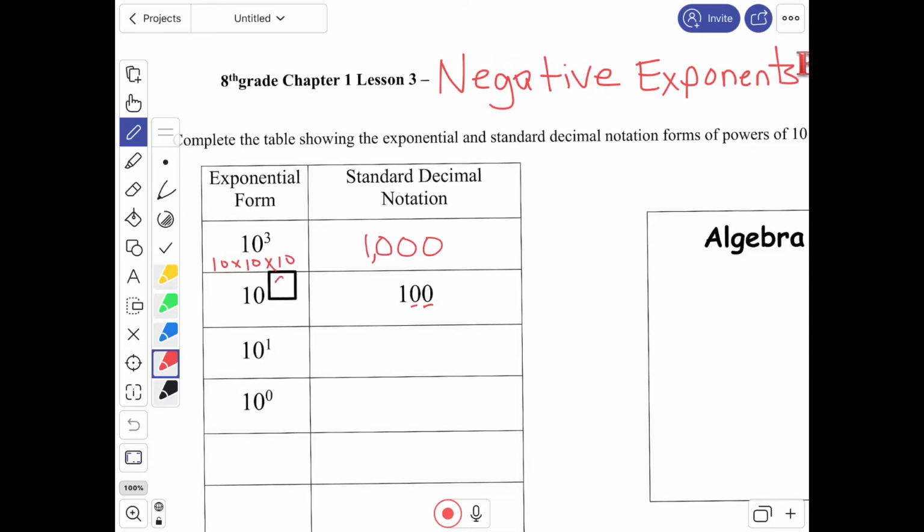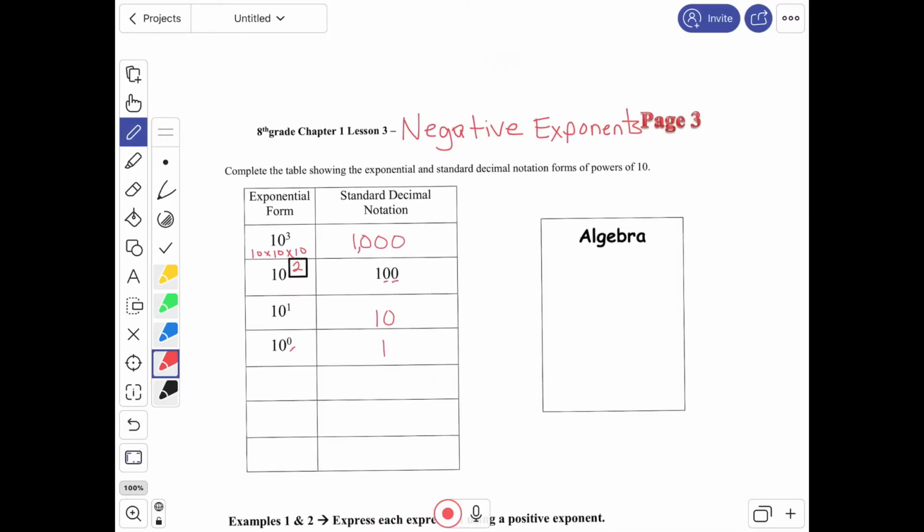So if this one has 2 zeros, that means the exponent was 2. And if the exponent is 1, there's 1 zero, 10. So what if the exponent is 0? Then you'd have no zeros and it would just be 1. And actually, any number to the exponent of 0 is 1. So x to the exponent of 0 equals 1, as long as x does not equal 0.